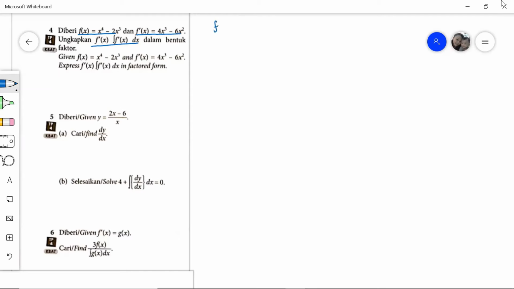So let's write down f'(x) and integrate f'(x) with respect to dx. So this gets back f(x), so equals to f'(x) times f(x). So let's put this 4x cubed minus 6x squared and multiply with the function f(x), which is x to the power 4 minus 2x to the power 3.